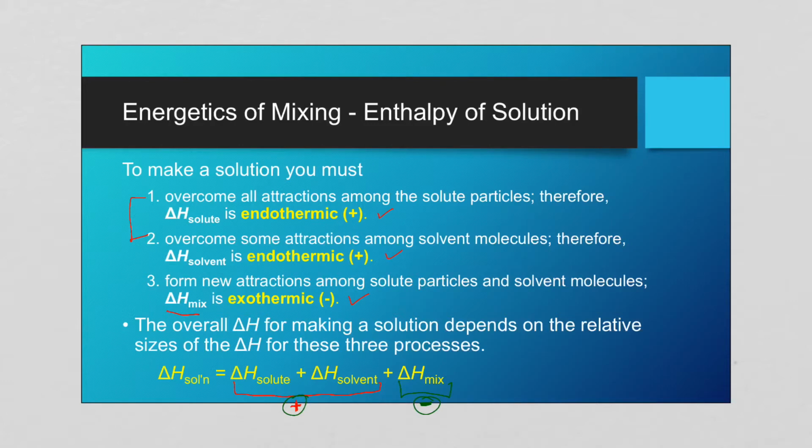So we have these two positive terms and we have the negative term, and we're going to add these together, and the outcome is either going to be positive or negative. If it's positive, then the solution may not form, depending on the entropy. If it's negative, then the solution will form. And so these are the ideas that we're going to be looking at a little bit more in detail here. Okay, so let's look at some pictures.